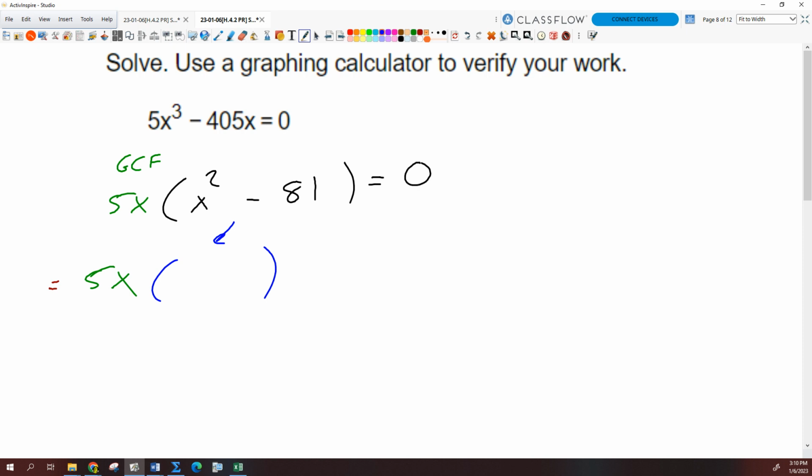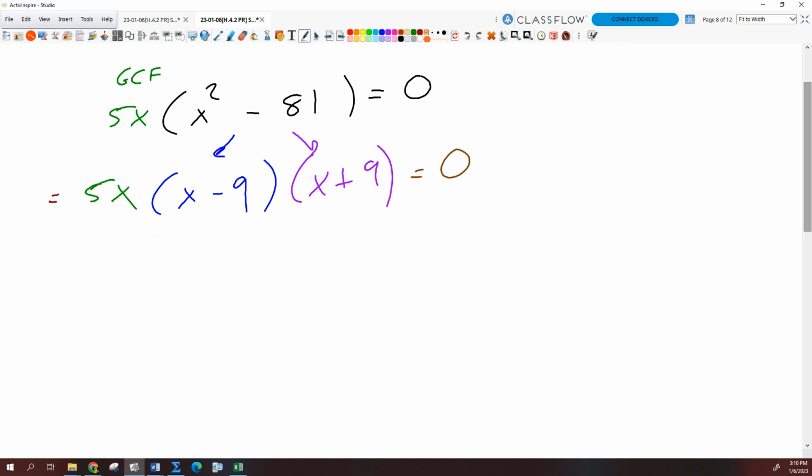Okay, we'll do purple. What about the blue one though? So x squared minus 81 factors into what? x minus 9 times x plus 9, right? And so now we've got 3 factors, right? We just need to find the zeros of each of those factors. Those will be my 3 solutions. So what's the zero of the first factor? In other words, when I say the zero of the first factor, what I mean is the value of x that makes that factor equal 0, right? 0. Okay, so one solution is x equals 0.